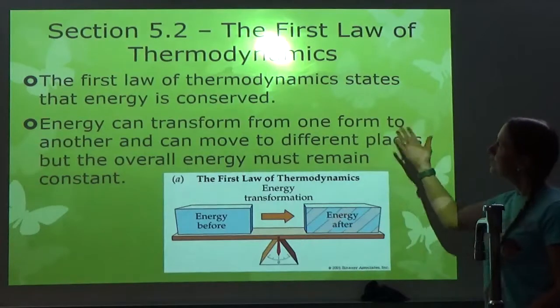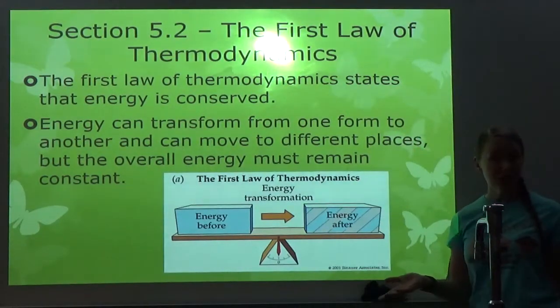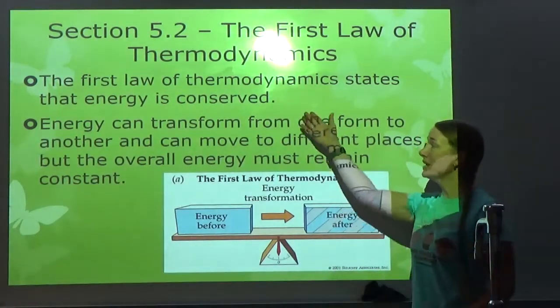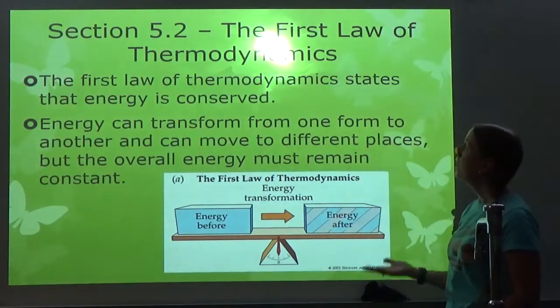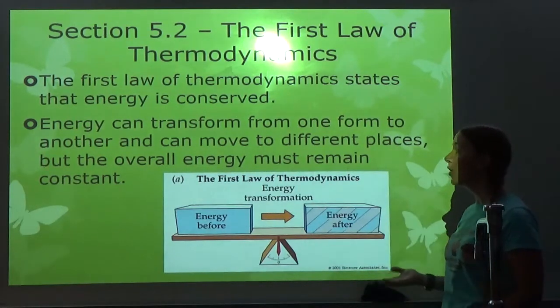All right, so section 2, the first law of thermodynamics. The first law of thermodynamics states that energy is conserved, so it can't be created or destroyed in any physical or chemical process. However, it can turn into other forms of energy. So energy can transform from one form to another and can move to different places, but the overall energy must remain constant.